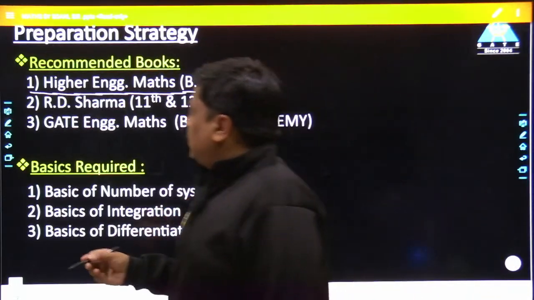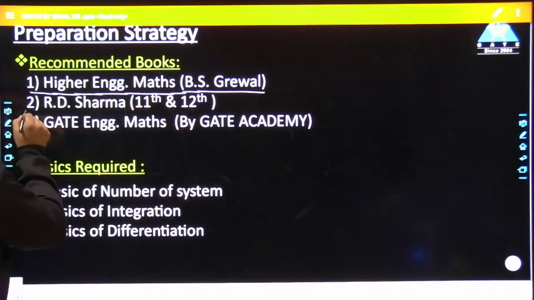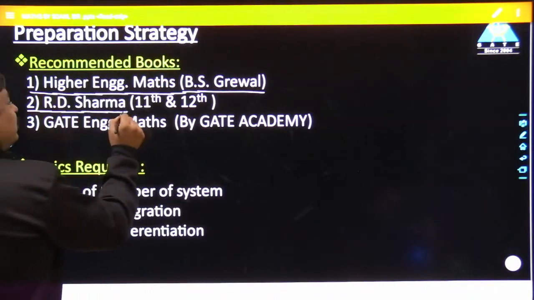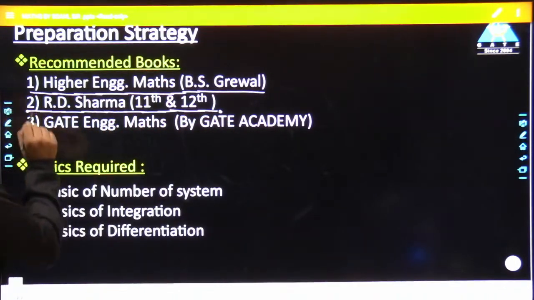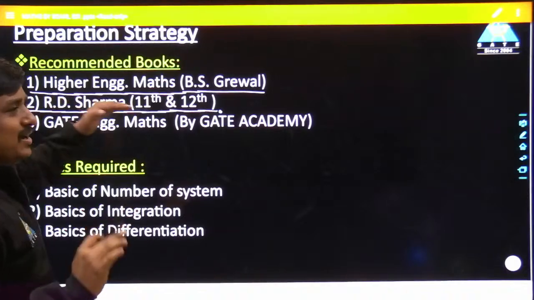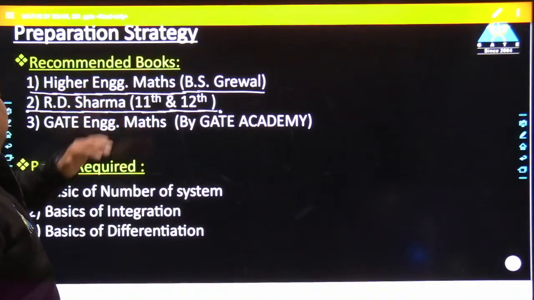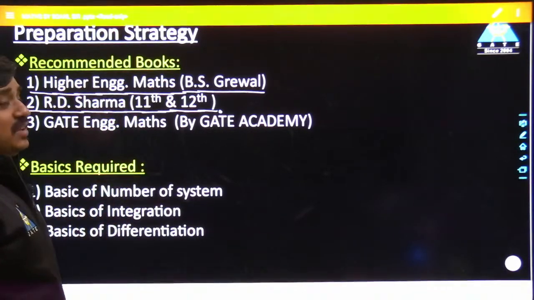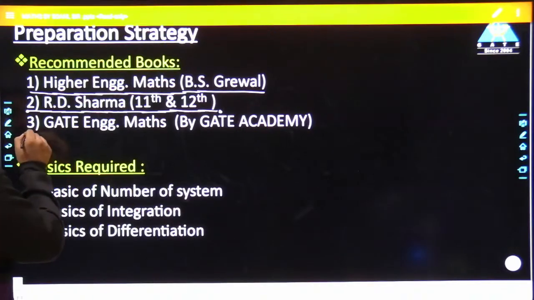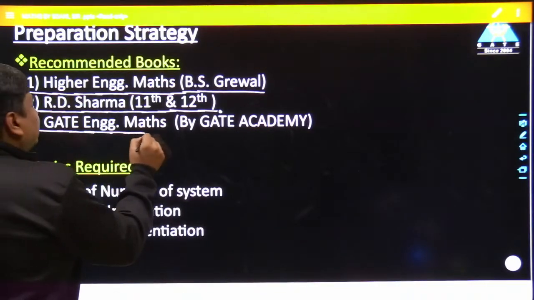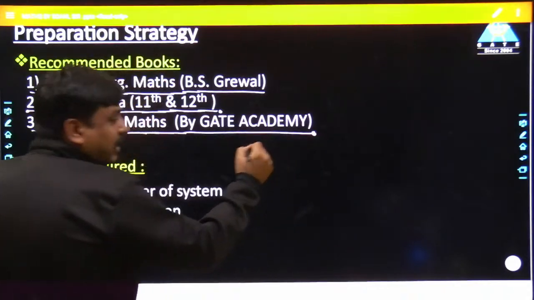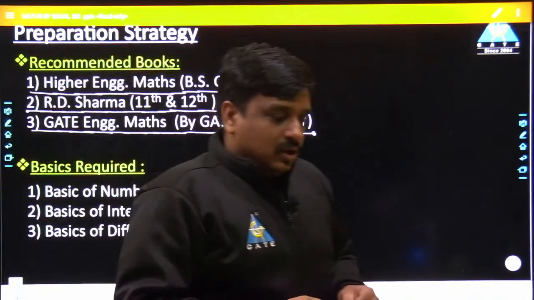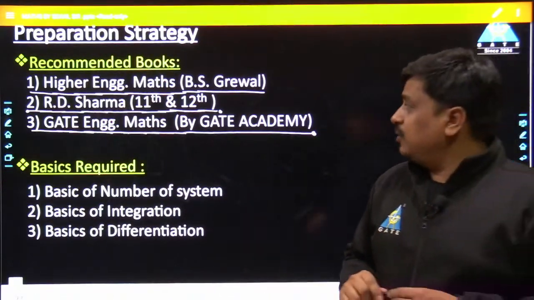The second book is going to be R.D. Sharma, which we refer to in class 11th as well as 12th. Anyways, I would give brief details on which topics have to be referred from R.D. Sharma and which topics have to be referred from Higher Engineering Mathematics by B.S. Grewal. And the third book, which is a must-have, is from our publication, which is nothing but GATE Engineering Mathematics by GATE Academy. Agreed with what I am saying?